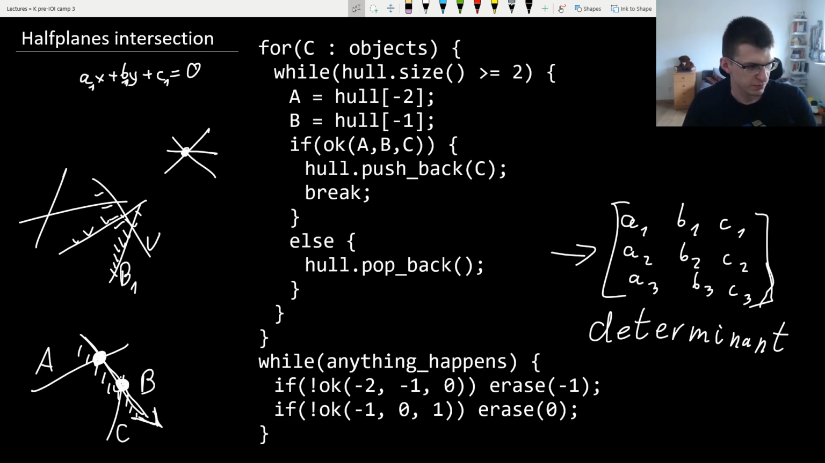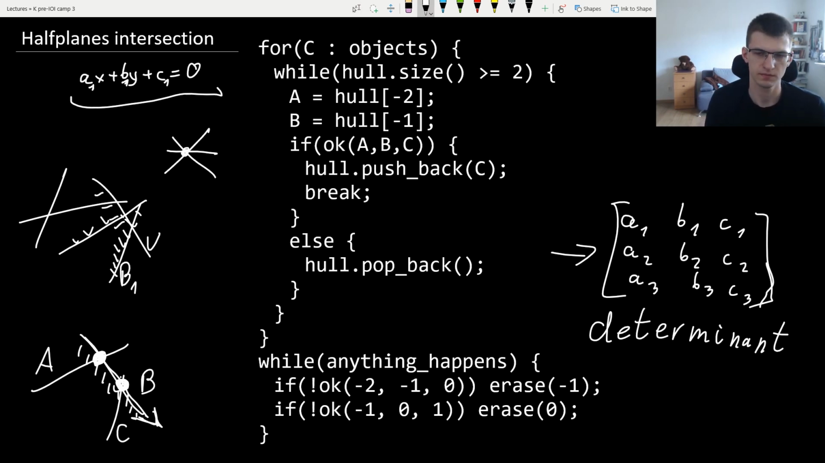Can the OK function be like take the vector product between the line and the intersection point? Yes, it can be. There are a lot of ways. In geometry there are a lot of ways, but here the determinant is safest, easiest. And also, if you already have this form, then you have just integers. That being said, here you would need to get this form.